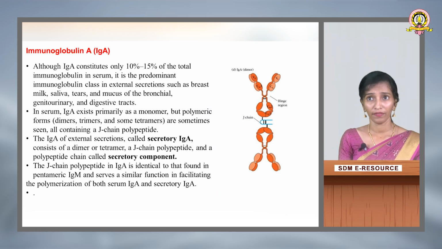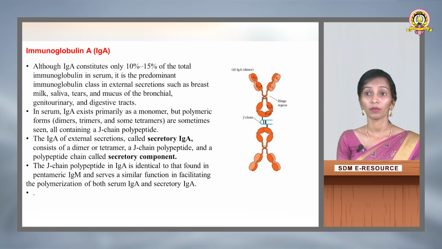Now, we will see the next classification, immunoglobulin A or IgA. Although IgA constitutes about 10 to 15% of total immunoglobulins in the serum, it is the predominant immunoglobulin class in external secretions such as breast milk, saliva, tears and mucus of the bronchial, urogenital and digestive tracts. In serum, IgA exists primarily as a monomer, but polymeric forms like dimers, trimers and some tetramers can also be seen, all containing J chain polypeptides.